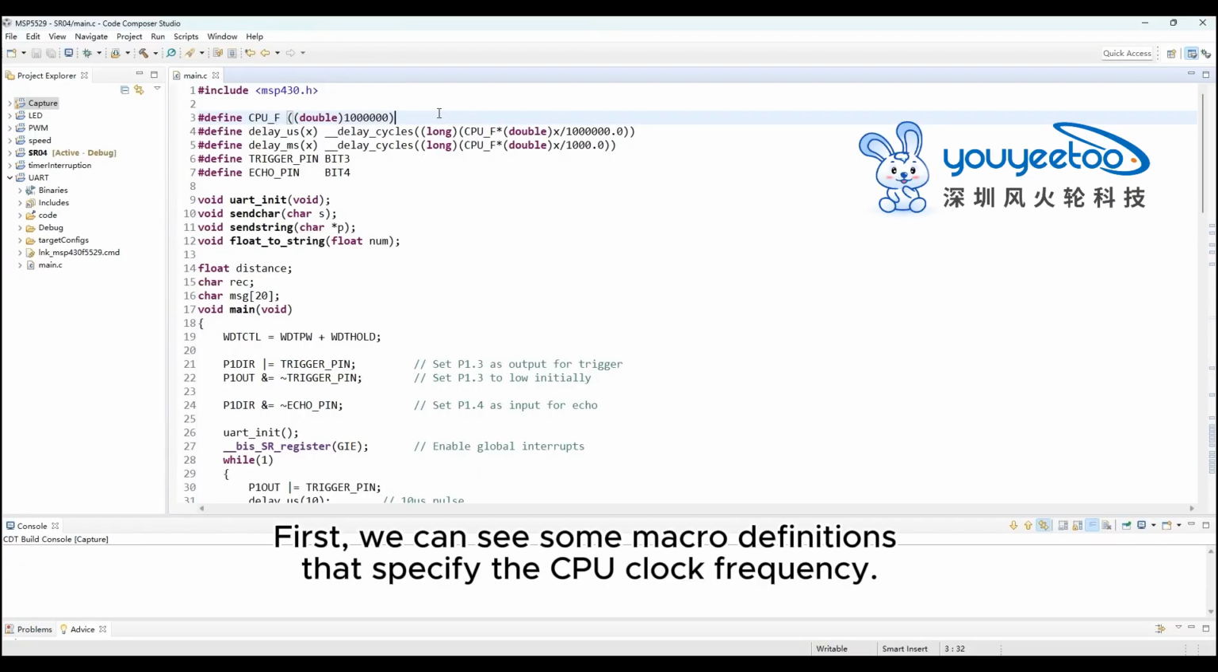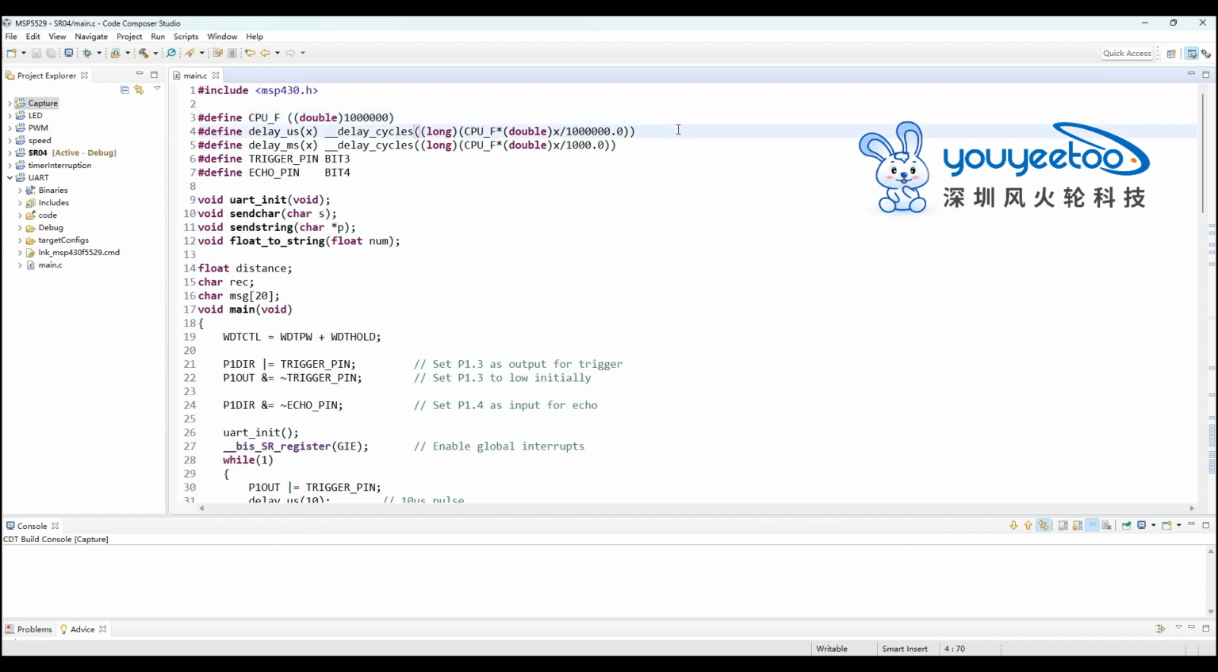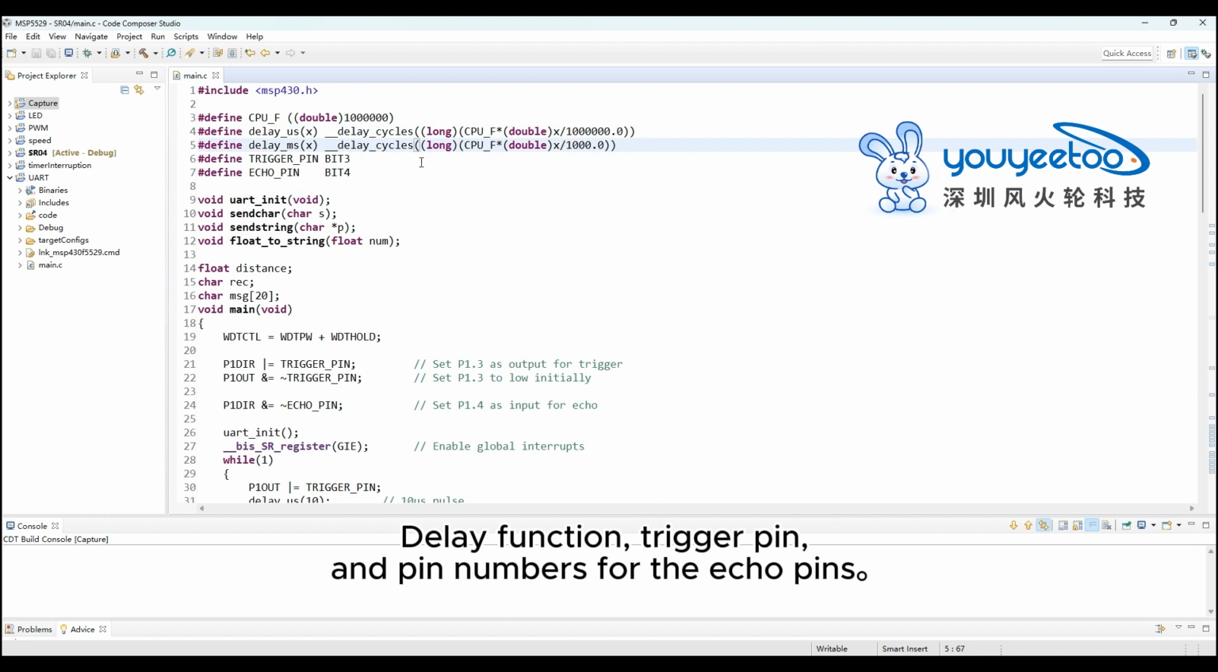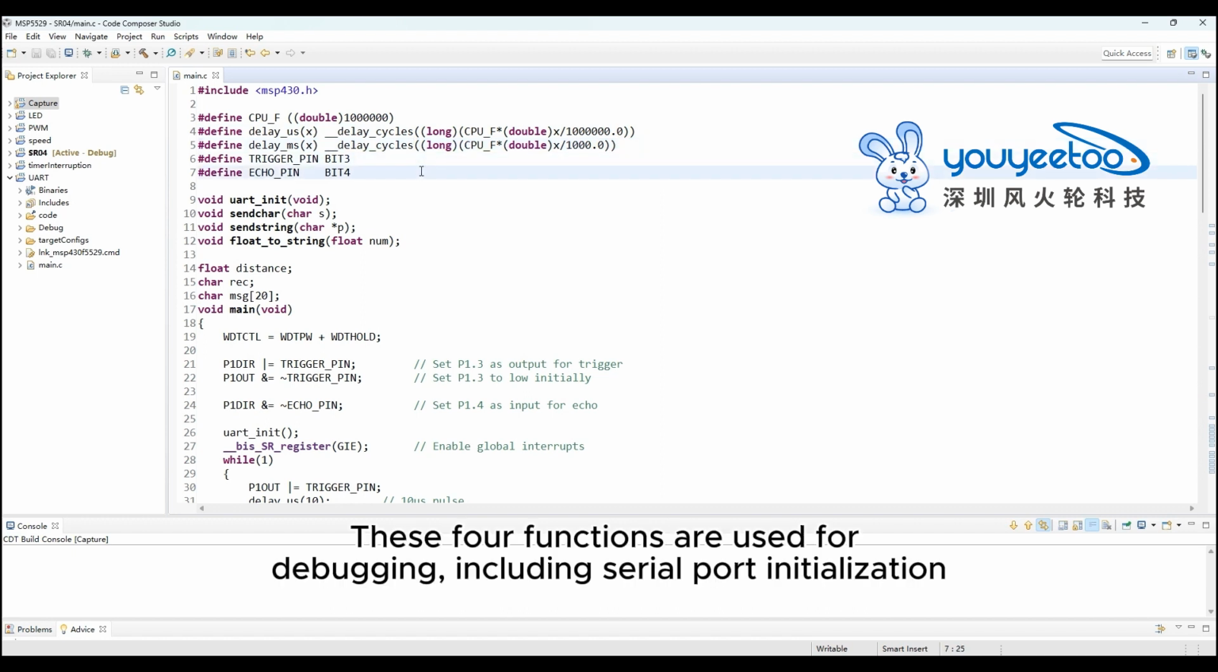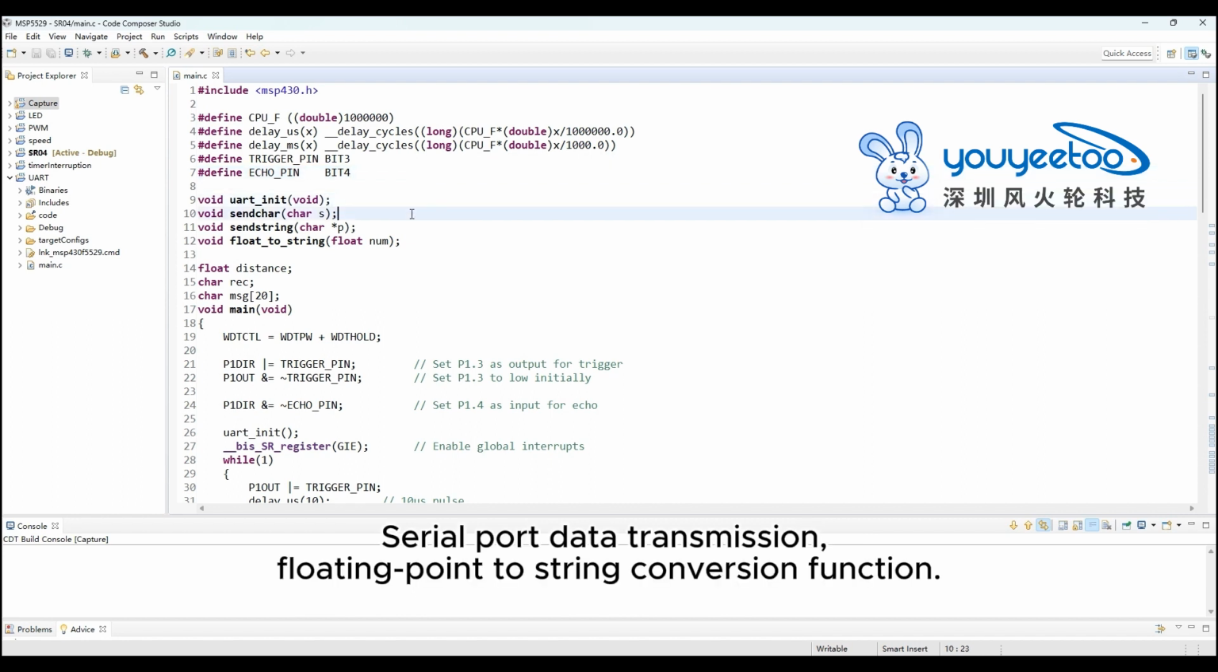First, we can see some macro definitions that specify the CPU clock frequency, delay function, trigger pin, and pin numbers for the echo pins. These four functions are used for debugging, including serial port initialization, serial port data transmission, and floating point to string conversion function.